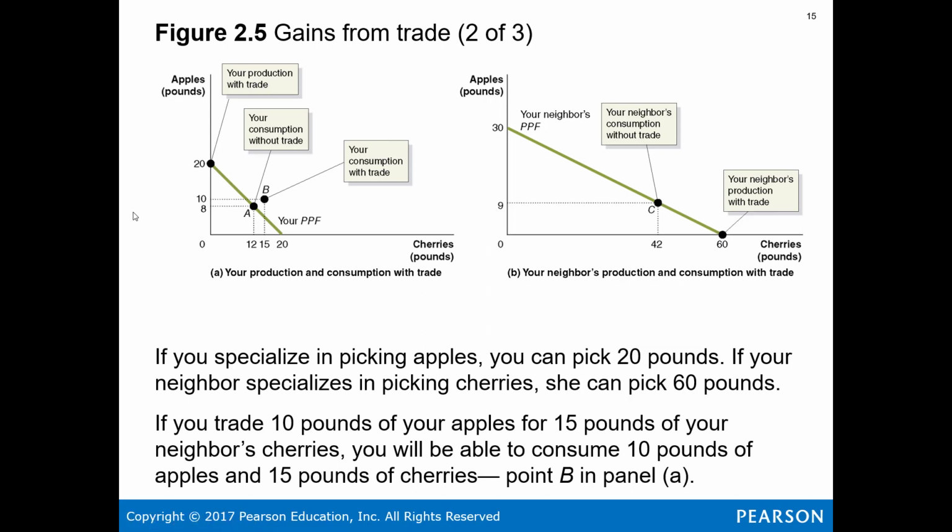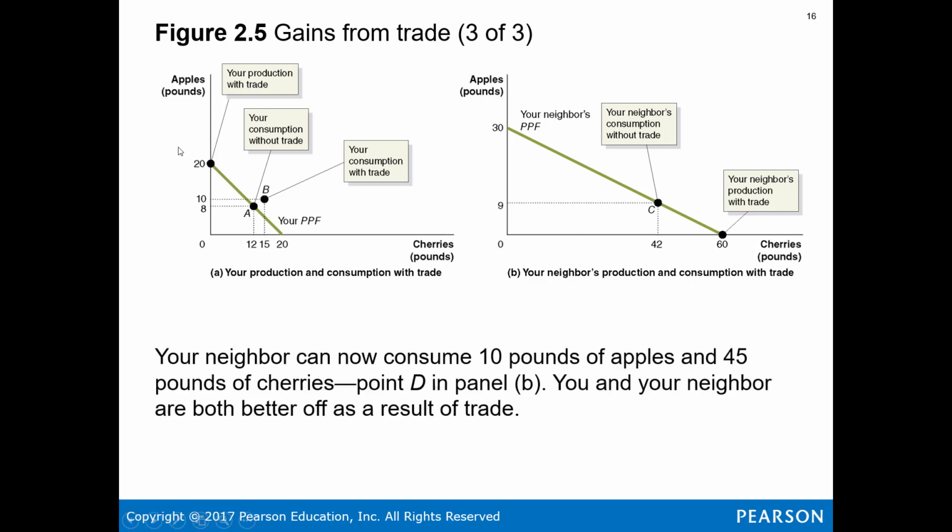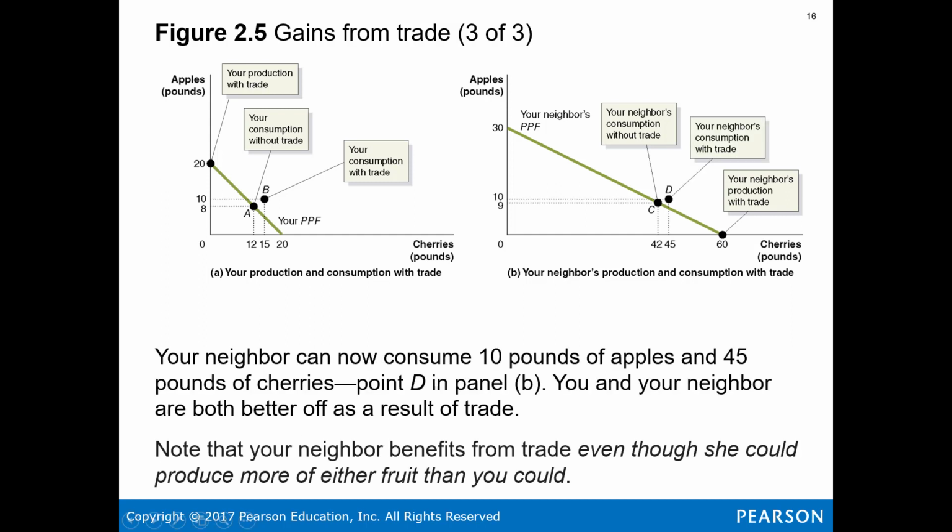You actually obtain a point outside of your PPF. If you trade 10 pounds of your apples for 15 pounds of your neighbor's cherries, you will consume 10 pounds of apples and 15 pounds of cherries, a point outside your curve. Your neighbor will also consume outside their PPF, and they will get 10 pounds of apples and 45 pounds of cherries. You and your neighbor are both better off as a result of trade. Note, your neighbor benefits from trade even though she could produce more of either fruit than you could.